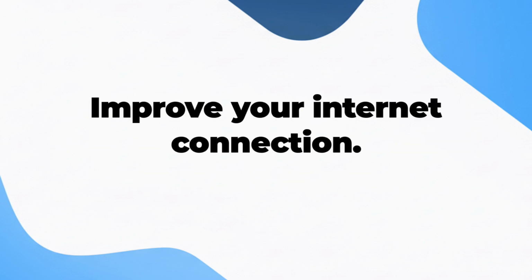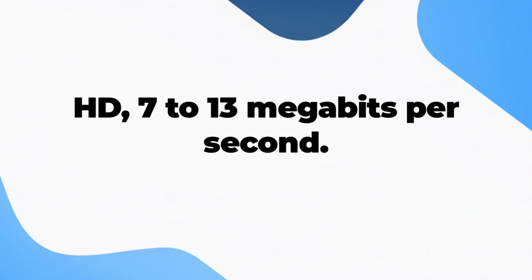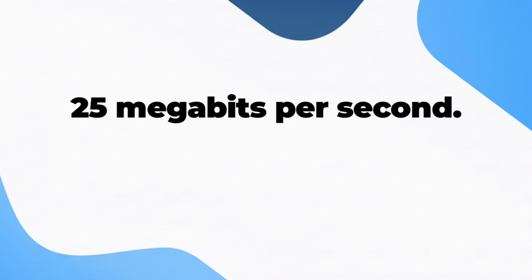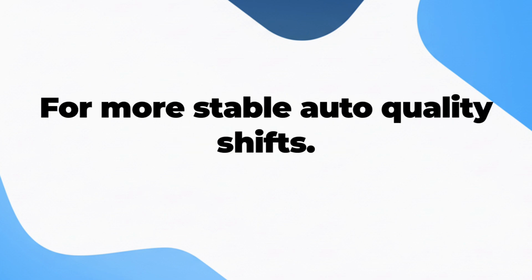Step 2. Improve your internet connection. Automatic quality works best with stable internet for optimal streaming. HD, 7 to 13 megabits per second. 4K, 25 megabits per second, plus use 5 GHz Wi-Fi or Ethernet for more stable auto quality shifts.